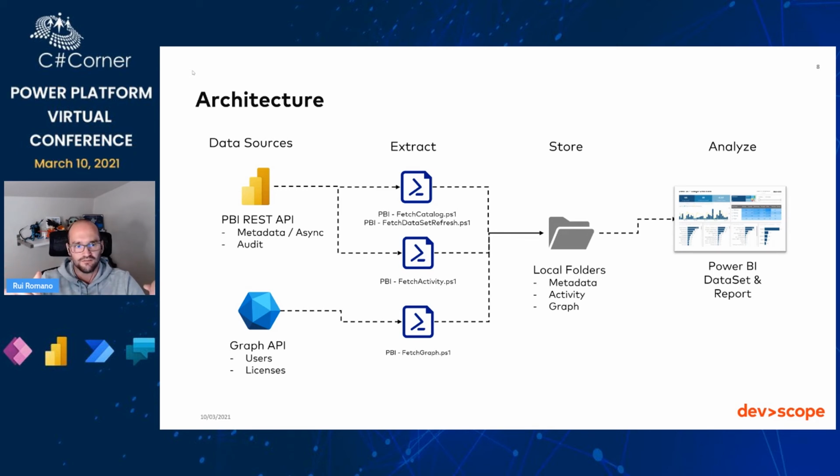I have the steps to do it on the slides. And I have 3 or 4 scripts. 2 PowerShell scripts to collect the metadata, then another PowerShell script to collect the activity, what is happening in your tenant, and another PowerShell script to collect the users and the licenses. In the end, you can store that data in the file system, and Power BI will connect to that folder and give you the same report that I was showing you.